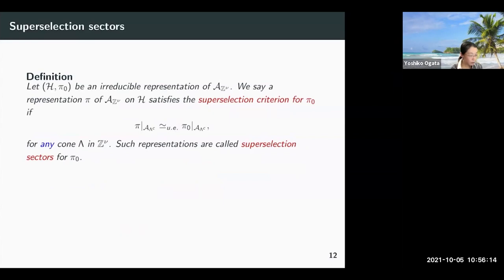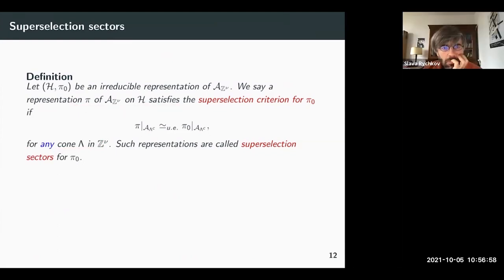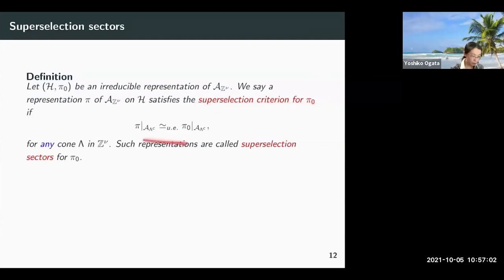So let me define it here. Let H pi zero be an irreducible representation of the nu-dimensional quantum spin system. We say a representation pi of the nu-dimensional lattice satisfies the superselection criterion for pi zero if this condition holds for any cone Lambda in the nu-dimensional quantum spin system. Here a cone means: let's say this is an axis, and the set of points which make an angle at most theta with this axis is called a cone in this context. We say a representation pi satisfies the superselection criterion if this condition holds for any such cone.